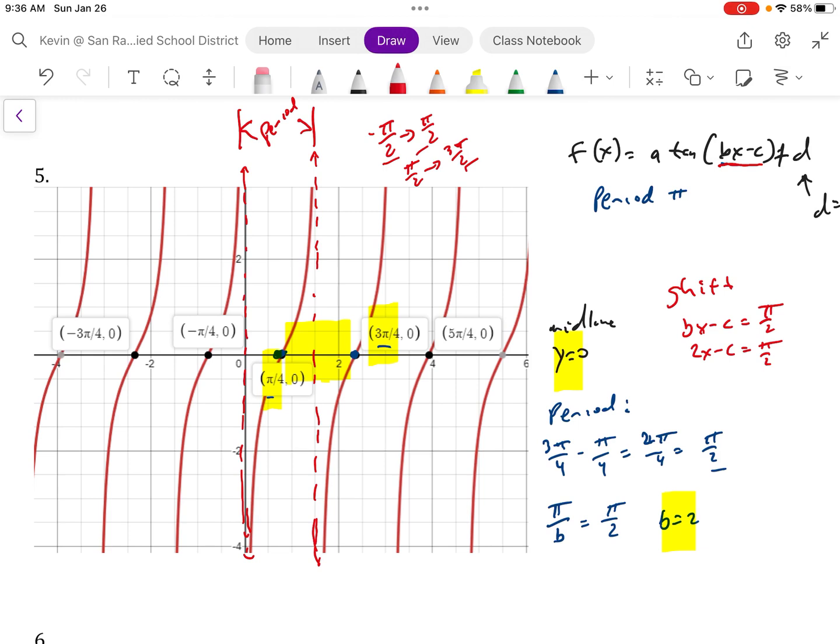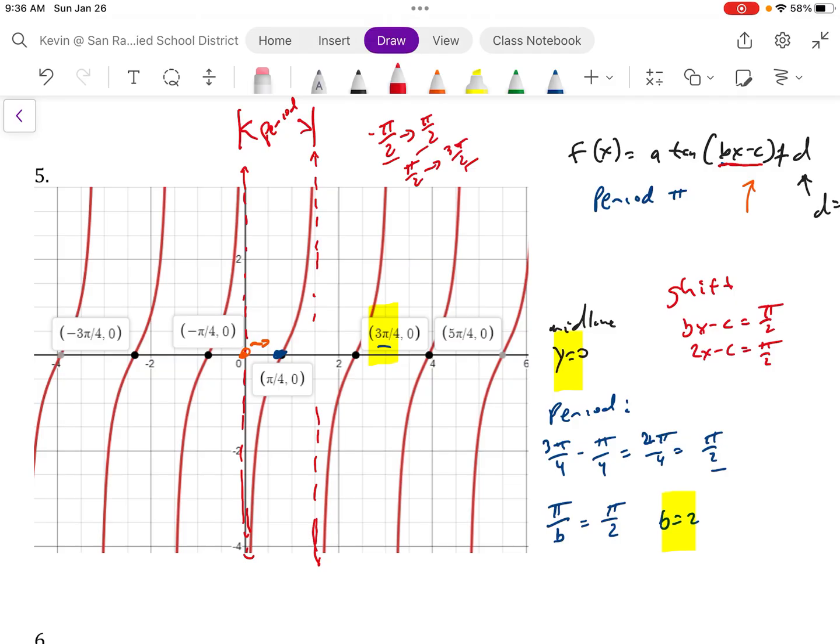Don't worry about it. Let's just find the phase shift. Take what we found here, 2x minus c equals pi over 4. Here, let me back up for a minute. I want you to be careful, because what you're potentially going to do is look at this and say, oh, it's shifted pi over 4. Normally the parent function of tangent would be coming through 0, and you'd be tempted to put in pi over 4 for c. But we have to take into account that b is 2.